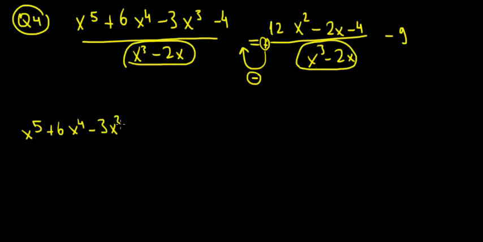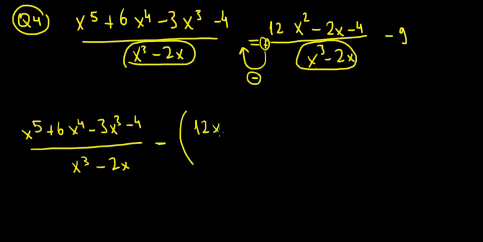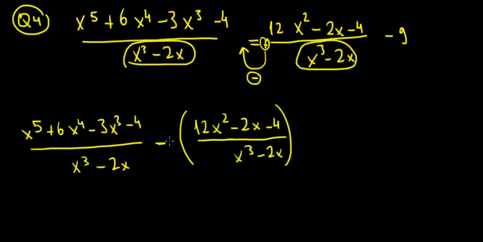4 minus 3x cubed minus 4 divided by x cubed minus 2x minus all of these things. So let's put the bracket. 12x squared minus 2x minus 4 divided by x cubed minus 2x. And the bracket is important because if we forget to put the brackets, we would not change the signs. But remember, when we use a negative with a negative, it's going to become a positive value. So that's the reason we keep the brackets, because we change the signs. So that's equal to minus 9.